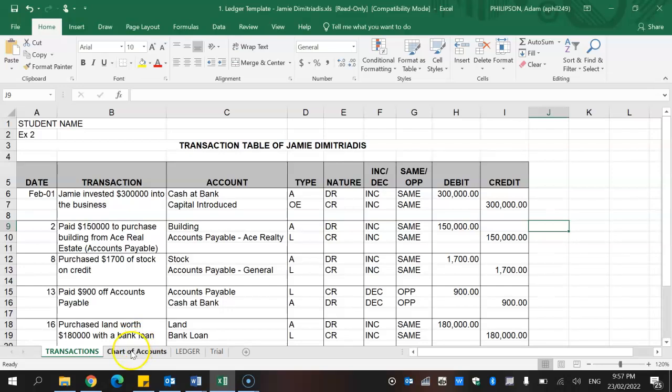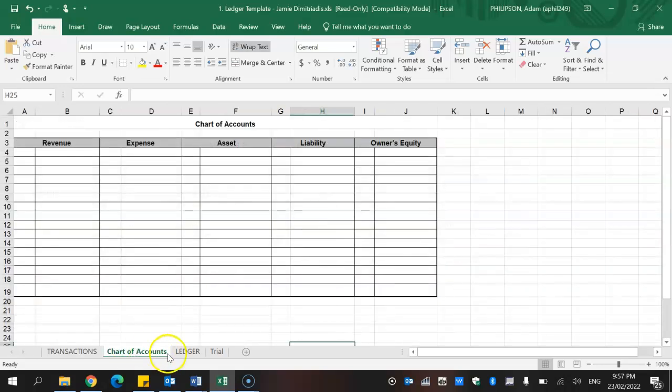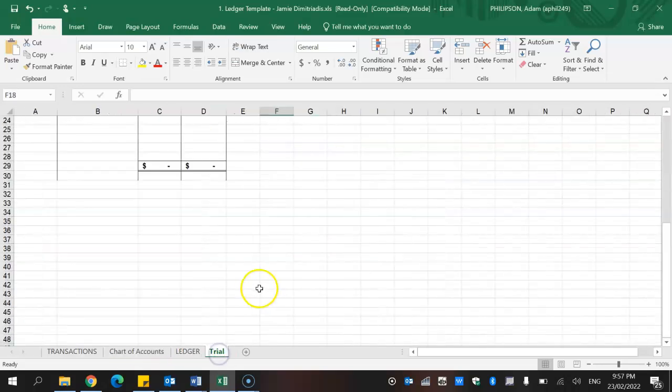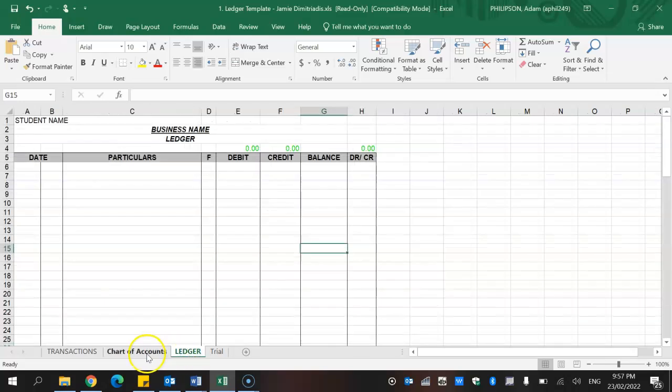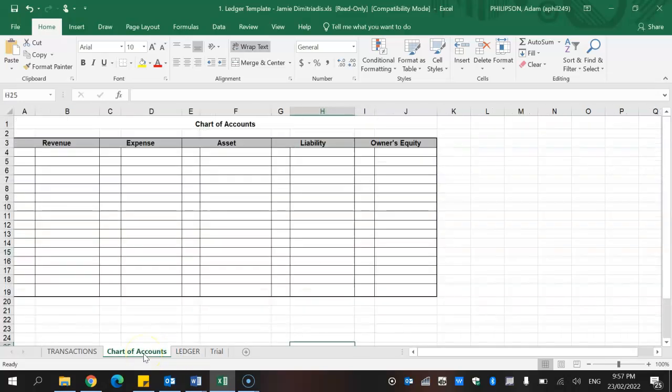You'll notice some other tabs here, chart of accounts, ledger, and what will be the trial balance. We won't worry about the trial balance for now. We're just concerned with the chart of accounts and the ledger at this stage.